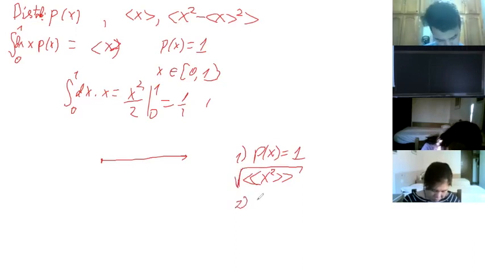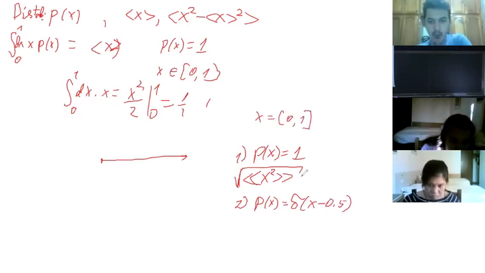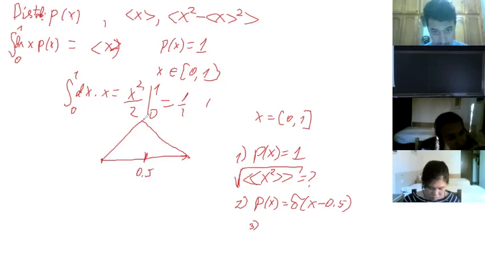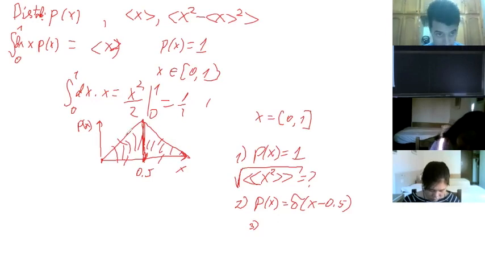And the second distribution is a delta function, centered, let's say, at 0.5, and X is from 0 to 1. Same: find the uncertainty, the standard deviation. And let me add this triangular distribution, centered at 0.5. It's a triangle with equal sides. This is the probability density plot. This is X, and this is probability density, which forms this triangle with equal sides. Okay, questions?